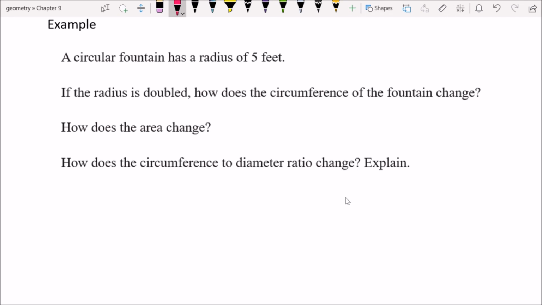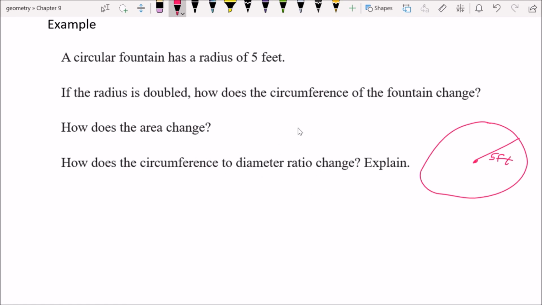Let's look at an example. All right, a circular fountain has a radius of 5 feet. I would encourage you to draw this with me as you go so that you can understand what we're talking about. So, that's my best attempt at a circular fountain with a radius of 5 feet. If the radius is doubled, how does the circumference change? How does the area change? And how does the circumference to diameter ratio change?